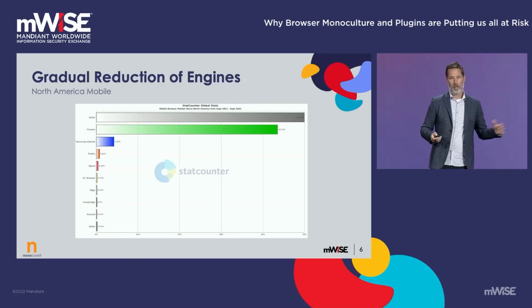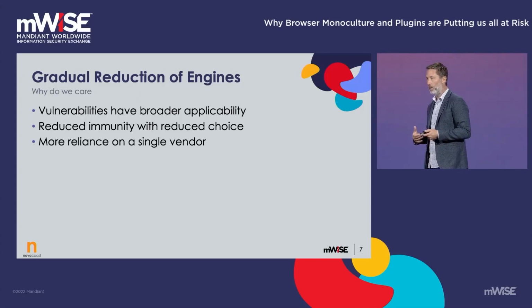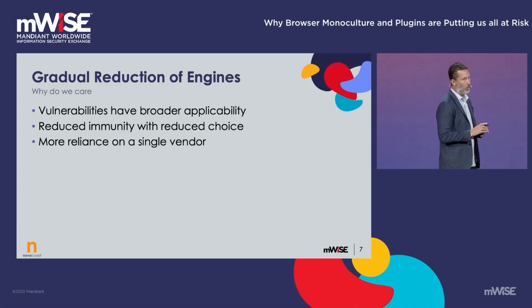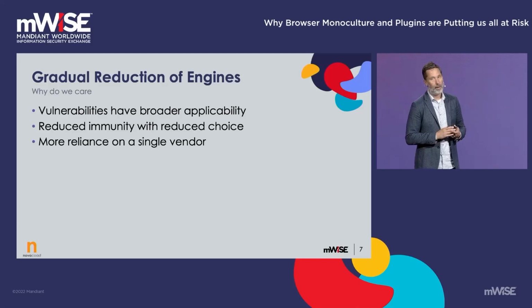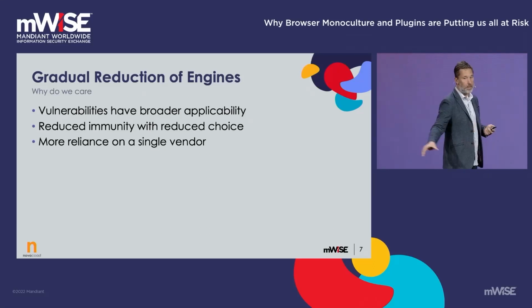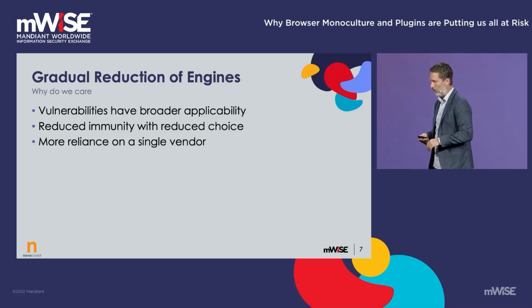So why do we care about the reduction of browser engines? Well, historically, what that's meant for us is vulnerabilities have a broader applicability to us. A single vulnerability can be detrimental across our organization without an ecosystem of multiple browsers. So reduced immunity with reduced choice is one of the things that we look at. And then ultimately, you have a much stronger reliance on a single vendor. And I'm not a huge fan of single vendor reliance as we look at this stuff. And as we dig into the next 35 minutes or so on the browser extension side, you'll see largely why.